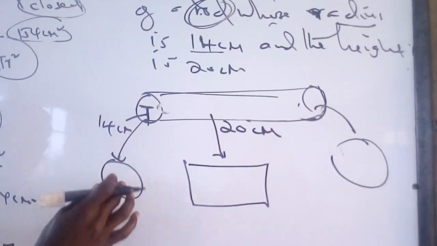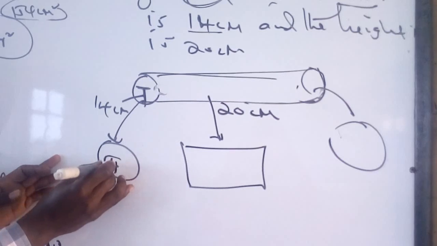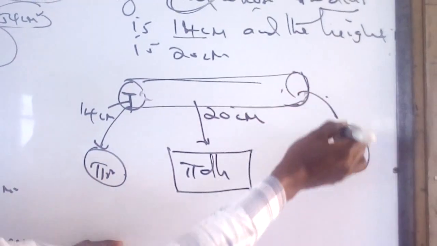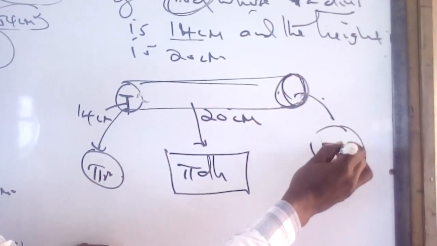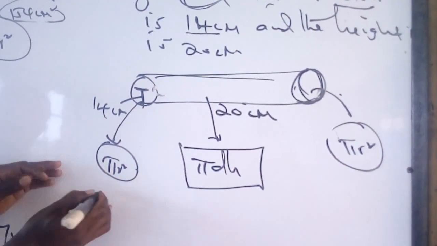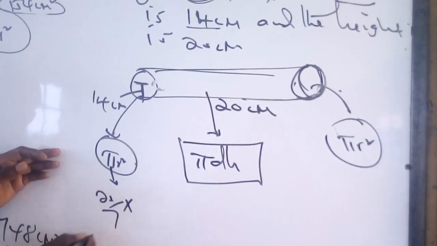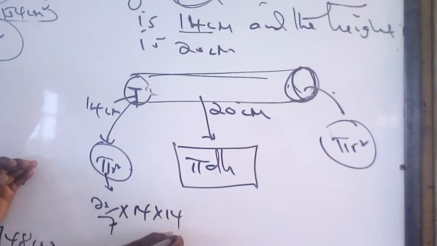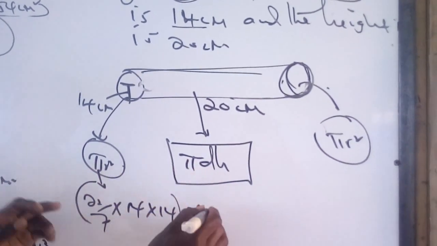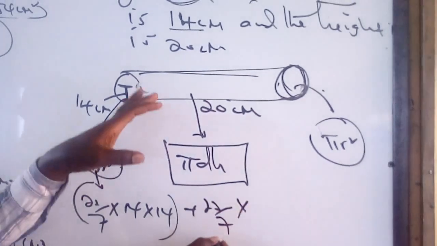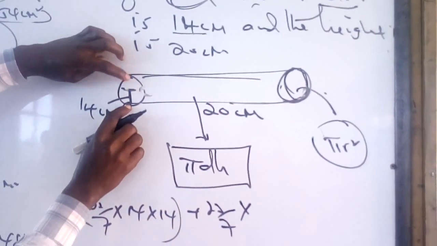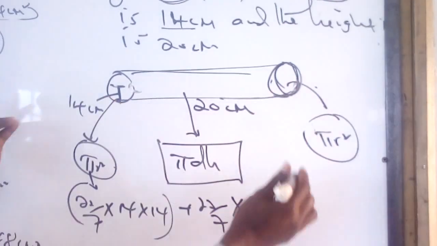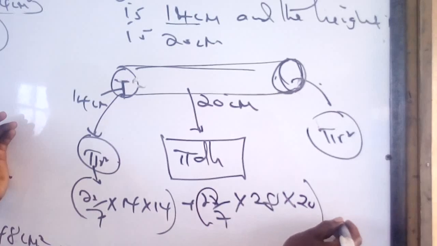How do we get the area of a circle? The area of a circle is pi r squared. The curved surface is pi dh, and another circle on the other end is pi r squared. So how do we get the area? It's 22 over 7 times the radius, 14 times 14. Then plus pi dh, 22 over 7 times our diameter, radius 14, diameter 28, times 28 times our height, which is 20, then plus another circle.